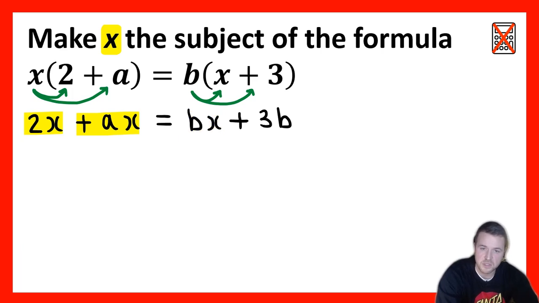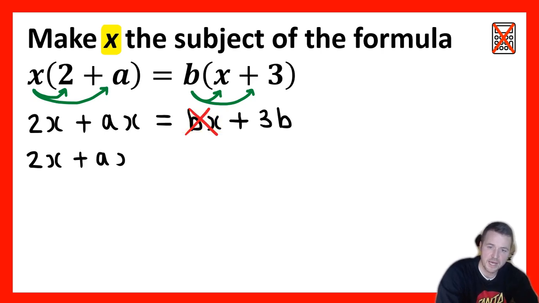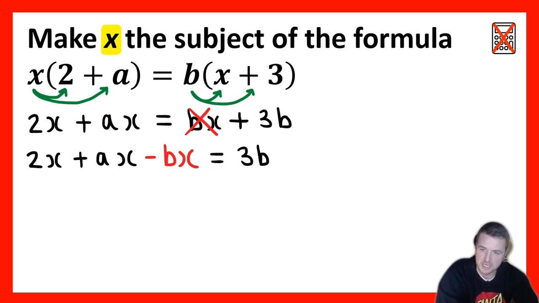Notice how 2 of the terms that involve x are already isolated on the left-hand side, so the quickest way of completing the isolation would be to subtract bx from both sides, giving me 2x plus ax minus bx on the left-hand side, which is equal to 3b on the right-hand side. I've now managed to isolate all of the terms that involve x with all of the terms that do not involve x on the other side.